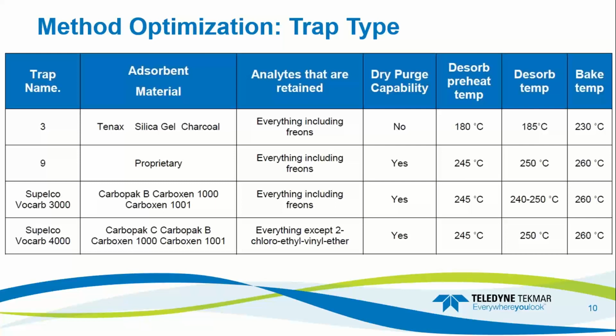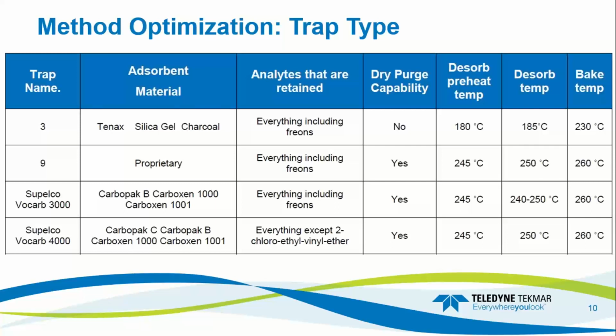The trap is responsible for retaining the VOCs during the purge cycle and then releasing them to the GC upon heating. Once transferred to the GCMS, VOCs get separated and detected. While most standard methods define the dimensions of the trap as well as the recommended packing materials, there are multiple packing choices that can be substituted as long as they meet the analytical requirements of the method. Here's a basic breakdown of a few of the traps that we compared in a study. These traps essentially retain everything except the Vocarb 4000 doesn't retain 2-chloroethyl vinyl ether very well. And the number 3 trap has no dry purge capability.